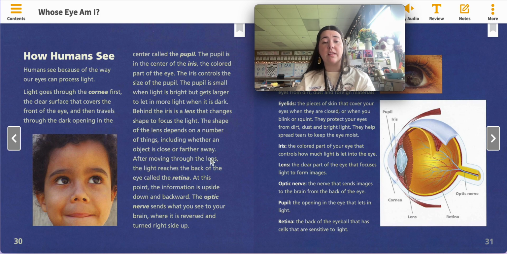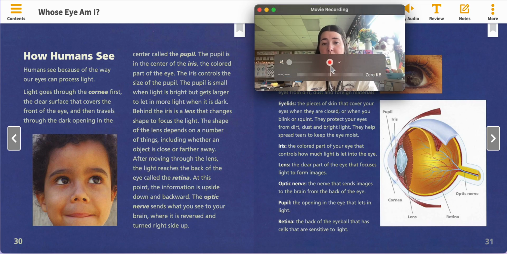After moving through the lens, the light reaches the back of the eye called the retina. At this point, the information is upside down and backwards. The optic nerve sends what you see to your brain, where it's reversed and turned right side up.